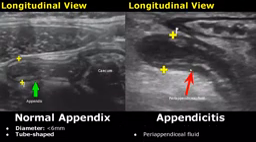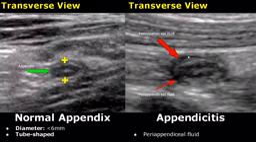Periappendiceal fluid is another feature of appendicitis. You can see fluid surrounding the appendix. Overall, it has made the appendix hypoechoic as compared to the normal one. Here is a transverse view showing periappendiceal fluid. We can see a bit of fluid in this area.